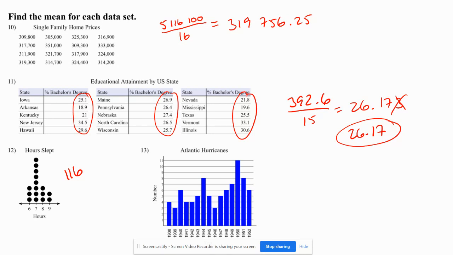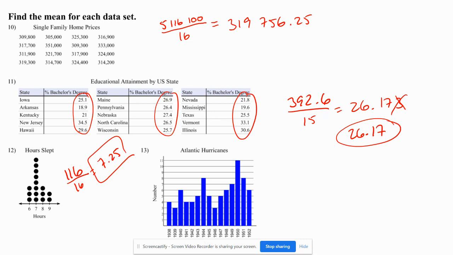So I added my numbers. I'm going to divide this by how many dots I see there. I happen to see 16 of them. So on my calculator, I'm typing in 116 divided by 16. And it tells me 7.25. I have it as 2 decimal places, so I'm good to go.